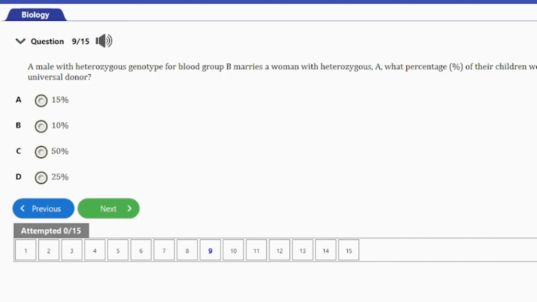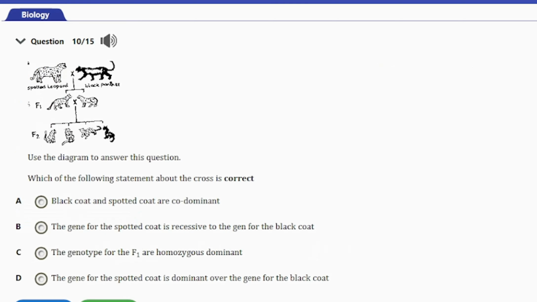And 1 out of 4, out of the options given here, is 25%. So if you do 1 over 4 times 100, you're going to get 25%. And that's option D here. So let's consider the next question, question number 10.